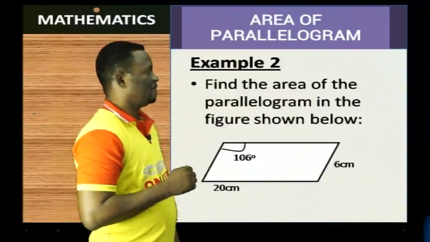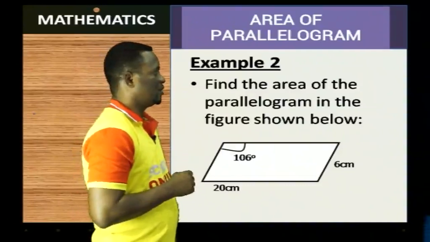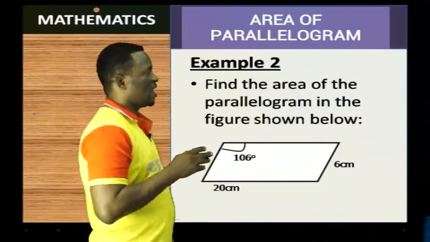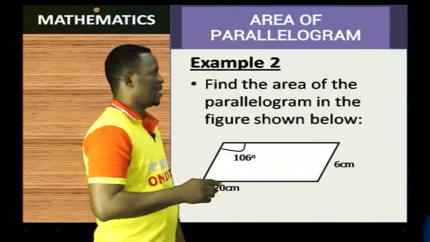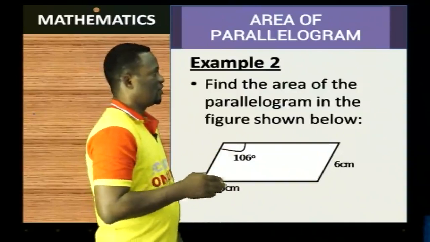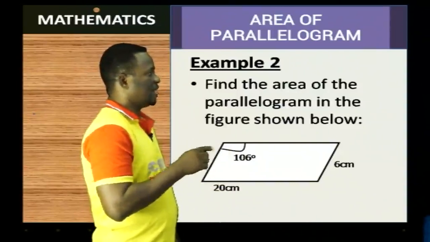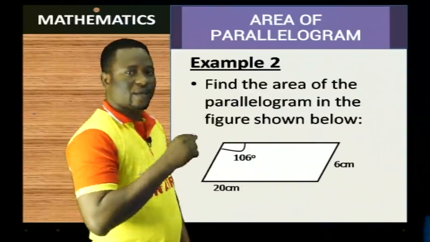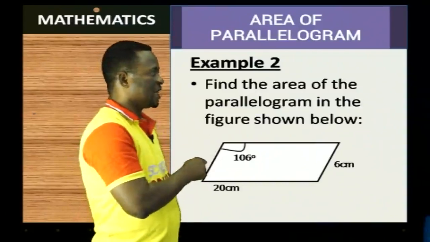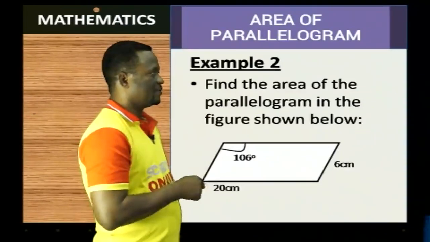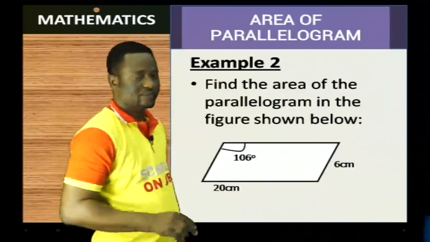Example 2. Find the area of the parallelogram in the figure shown below. The figure given to us, we have the angle as 106 degrees, while the base is 20 centimeters and the other side is 6 centimeters. Students should not be confused by this type of diagram because the angle given, the line that gave them, are not labeled. But if we use the property of parallelogram, we know that opposite sides are equal and they are also parallel. So the angle is still correct where it is located.